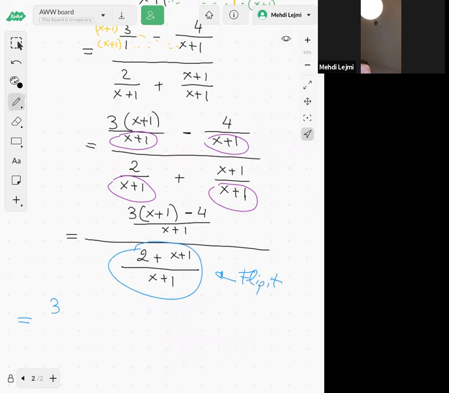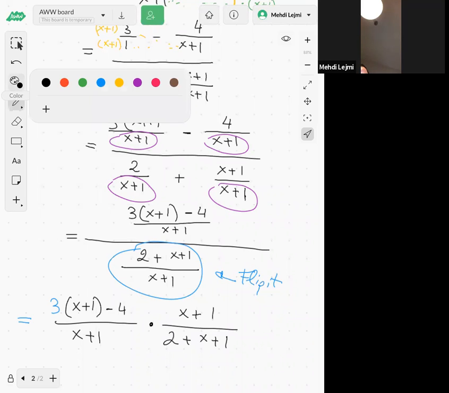So it's like 3 times x plus 1 minus 4 over x plus 1 times, and you flip the denominator, so that's x plus 1 over 2 plus x plus 1. Right. Because it's a multiplication here, this x plus 1 cancels out with this one here.